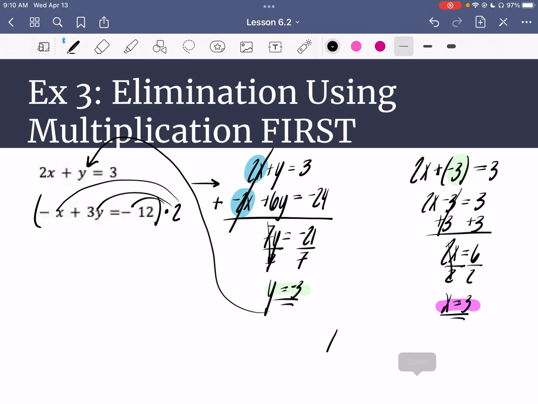Okay, so my coordinate point here is (3, -3). Now be careful here, even I am guilty of this sometimes. We solved for y first, but I need to make sure that I put that as the second value in my coordinate point because x, which comes first in a coordinate point, is 3.